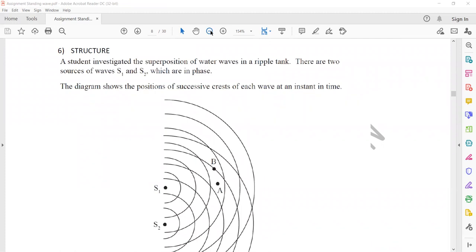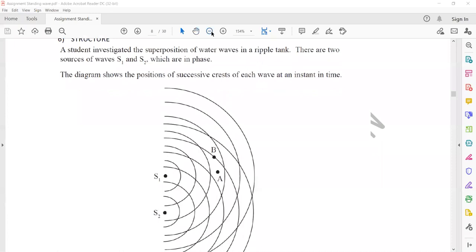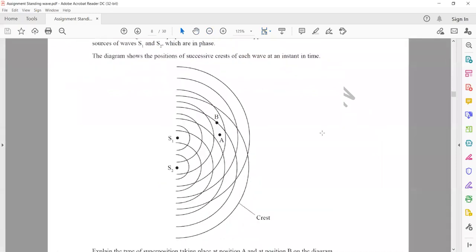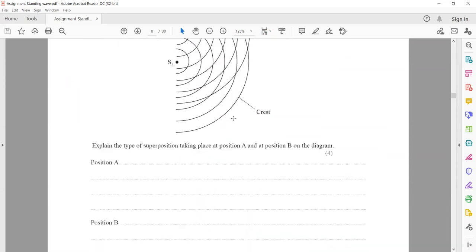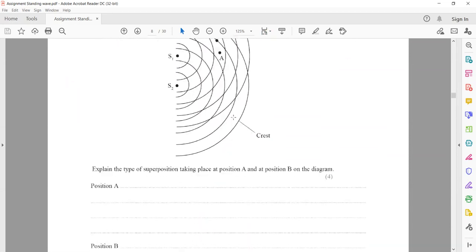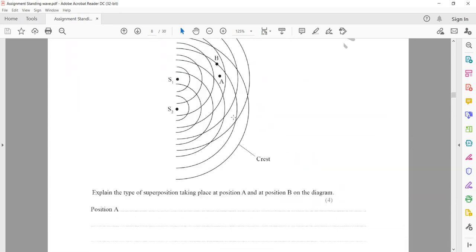Question 6. A student investigated the superposition of water waves in a ripple tank. There are two sources, S1 and S2, which are in phase. The diagram shows the position of the successive crests. Explain the type of superposition that takes place at A and at B. So at A, which type of superposition will there be?